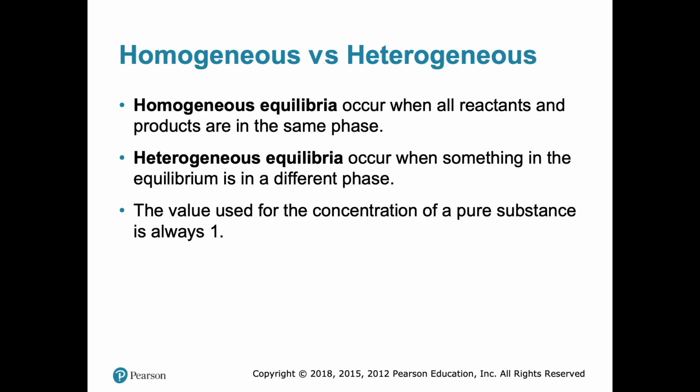Good stuff. So the last thing we're going to talk about is called homogeneous versus heterogeneous equilibria. Homogeneous equilibria occurs when the reactants and the products are all in the same phase. Heterogeneous equilibria occur when something in the equilibrium is a different phase. So just a rule to take note of here: the value used for the concentration of a pure substance is always 1.